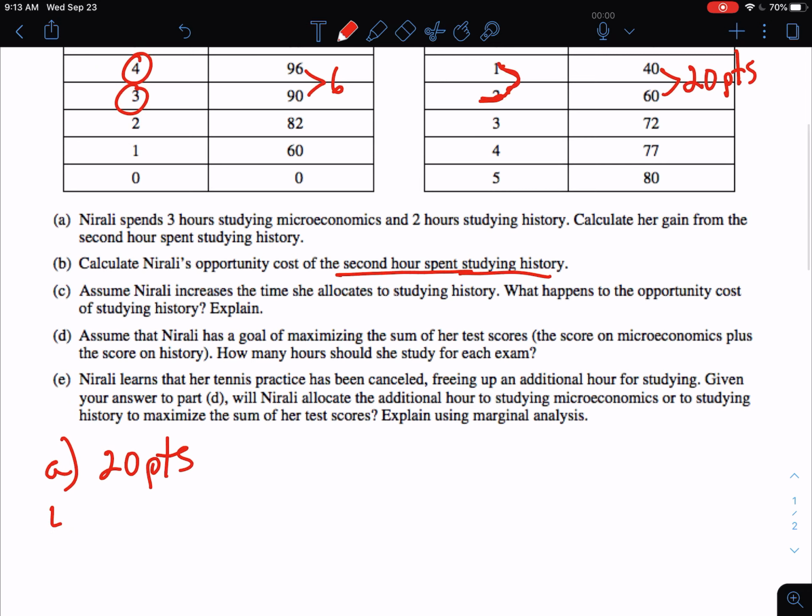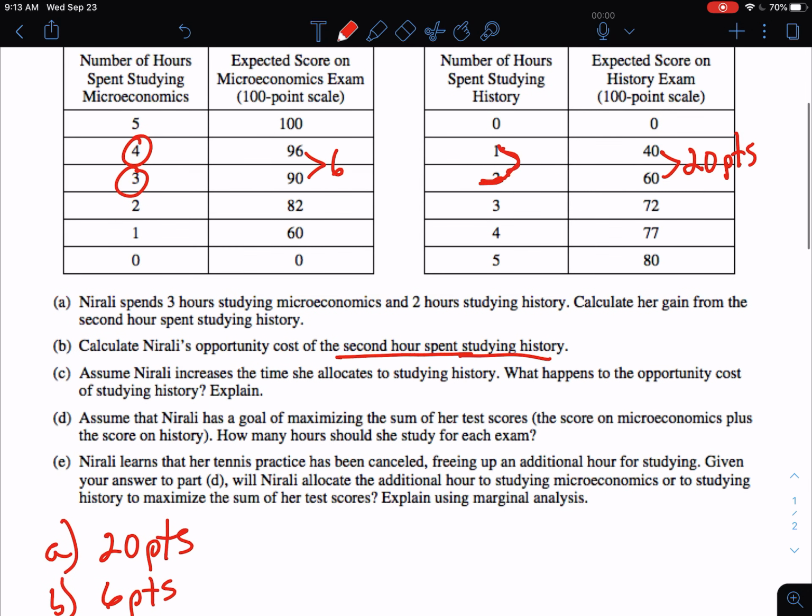So she will give up 6 points to study the second hour. Obviously, this is not a question on the test, but if she gains 20 in history by giving up 6 in micro, then that's probably a good thing if what she's trying to do is maximize all the way around.